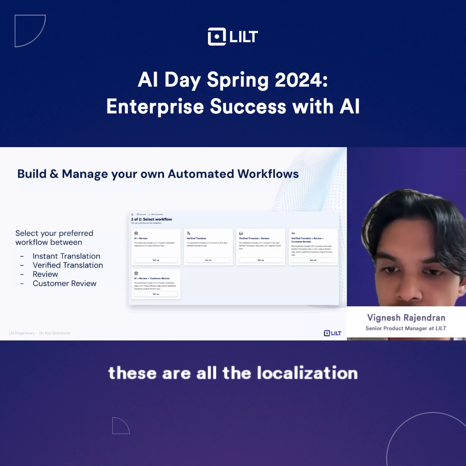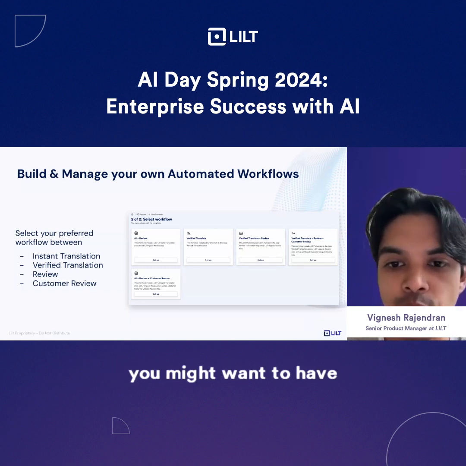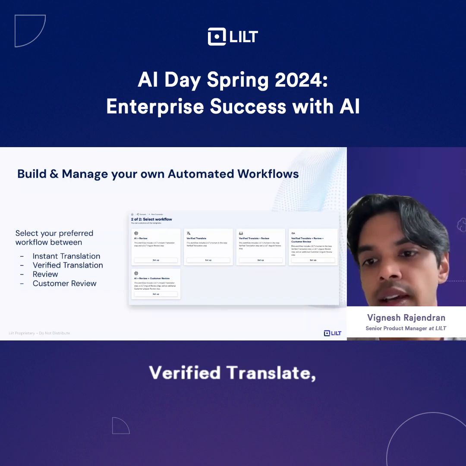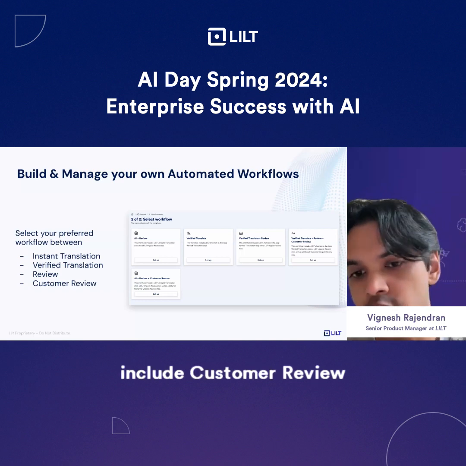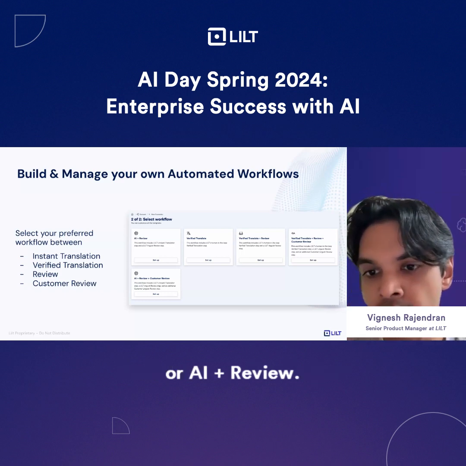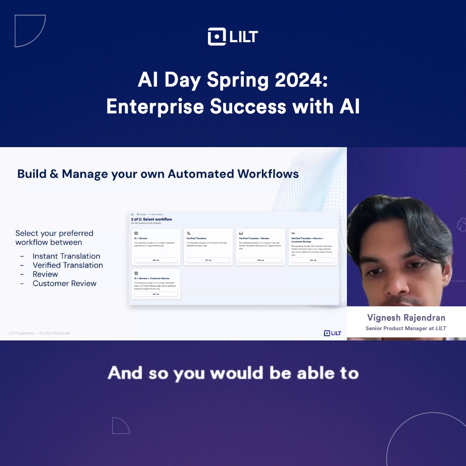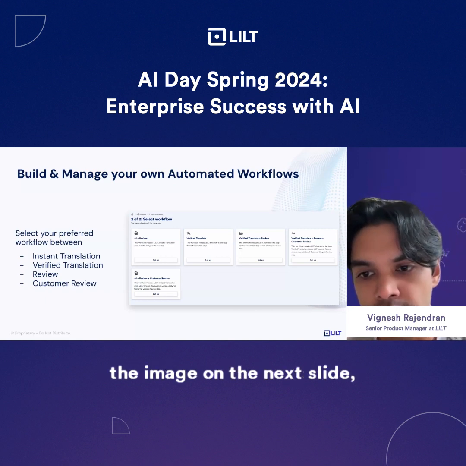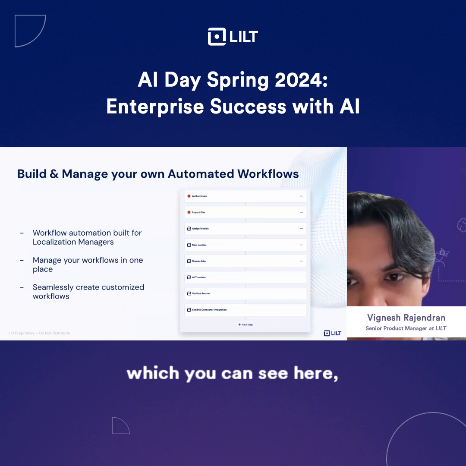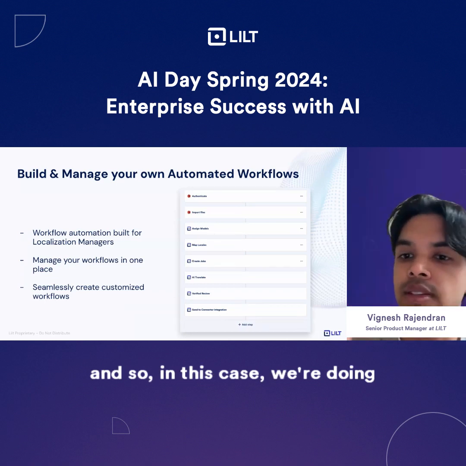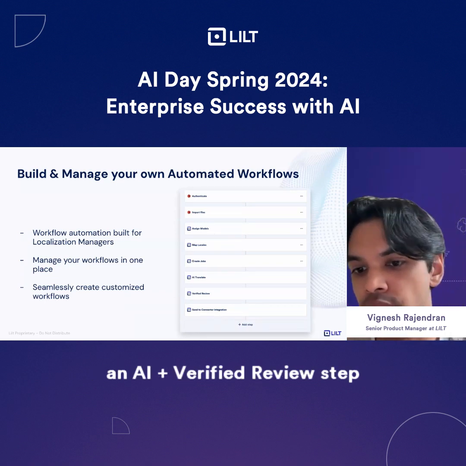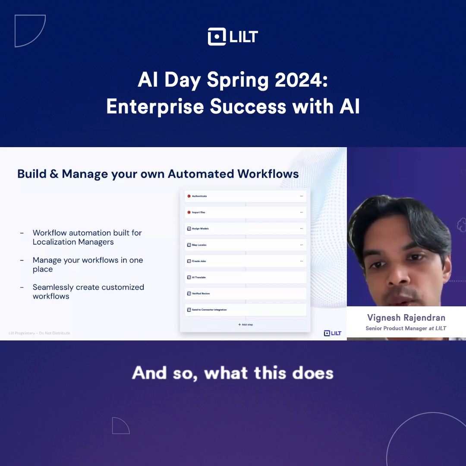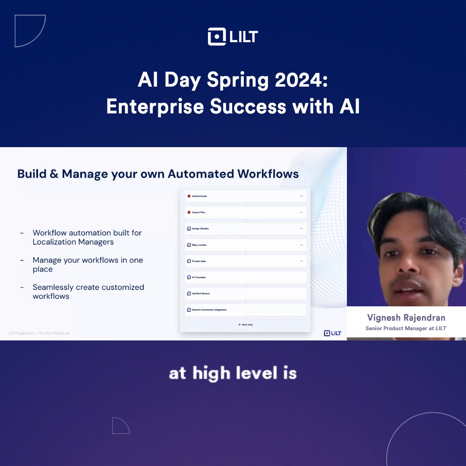So these are all the localization workflows that you might want to have within LILT. And so you have AI plus review, verified translate, translate plus review, include customer review, or AI plus review. And so you would be able to click setup on one of these, and that'll take you to the image on the next slide, which you can see here. And so in this case, we're doing an AI plus verified review step, and you can see that you automatically have this set up. And so what this does at a high level is authenticates.